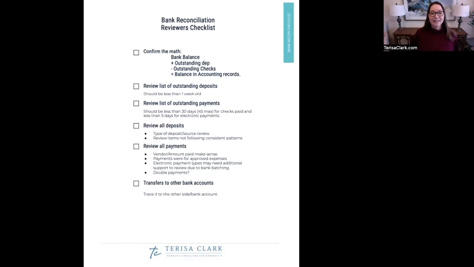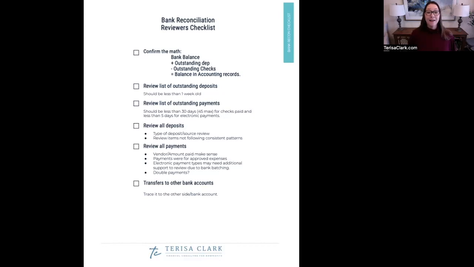Okay, the next one is we want to review the list of outstanding payments. And again, here, they really shouldn't be very old. I'm thinking 30 days, maybe 45 days at max for checks that have been written, and less than 5 days for an electronic payment that's gone out. That's really gracious and generous. Things move fast. That shouldn't be the case. The most common problem here is a check that was written that hasn't been cashed, and you think you've paid someone, but you haven't. So this is a great thing for a reviewer to be doing and then talking to the person doing the accounting about.